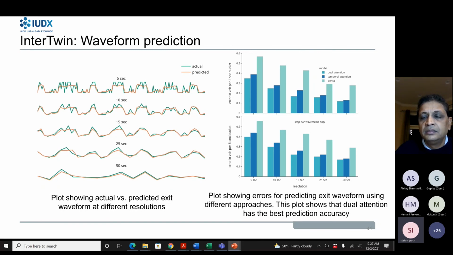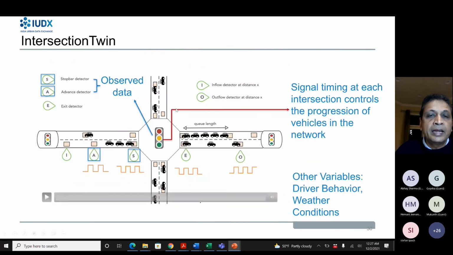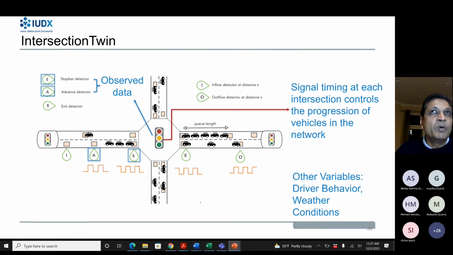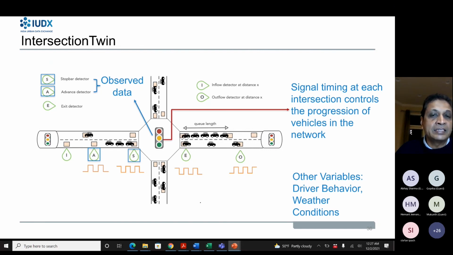What is the purpose of the advanced detector that you're using in the intersection twin, and does the signal timing vary in every cycle? Generally speaking, the current state of the art is that they typically have the same signal timing plan for multiple hours. They divide the day into three parts: morning, afternoon, evening. So that's one of the reasons we want to study how we can change this signal timing plan every cycle, or every 5, 20, or 100 cycles, each cycle being roughly 120 to 180 seconds long.